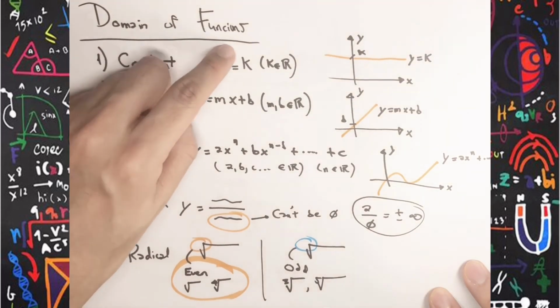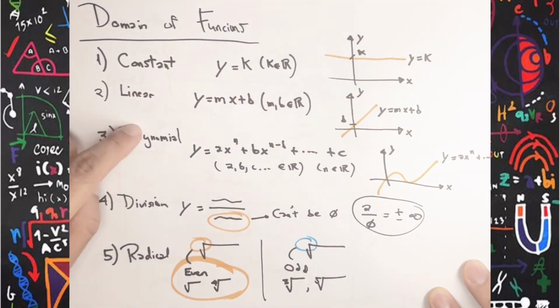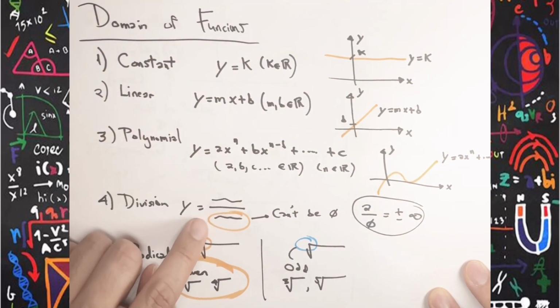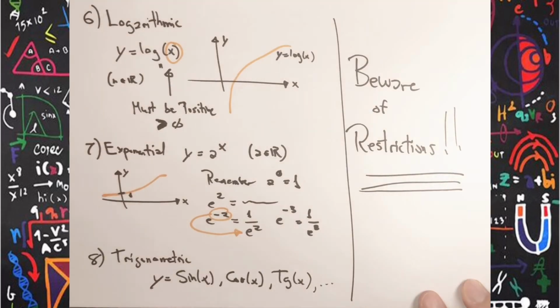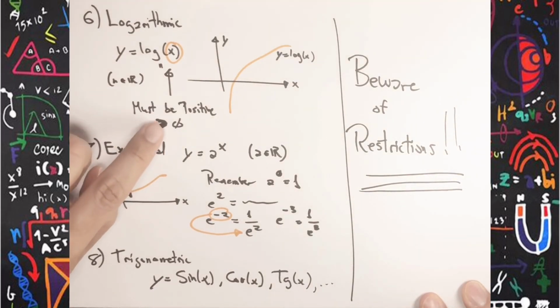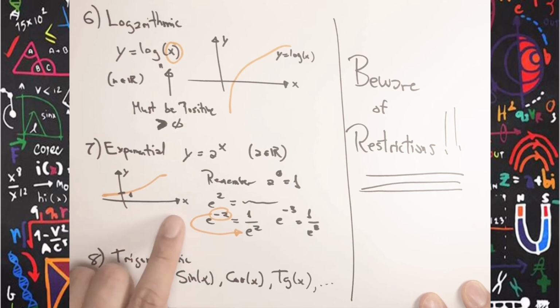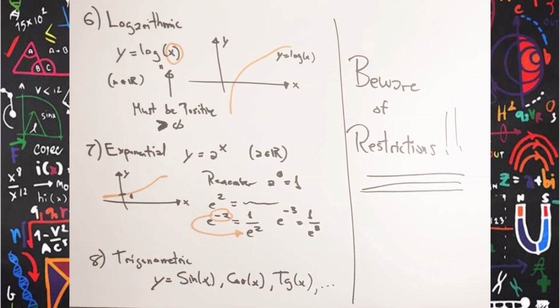So again, if you look at constant, linear, polynomial, they have no restrictions at all. Divisions, they do. Radicals, they do. Odd roots, they don't. So we have to understand when they exist. Logarithmic, they do. The argument has to be positive. Exponentials, they don't. Trigonometric, we're going to explore more in further videos. Again, mind the restrictions.